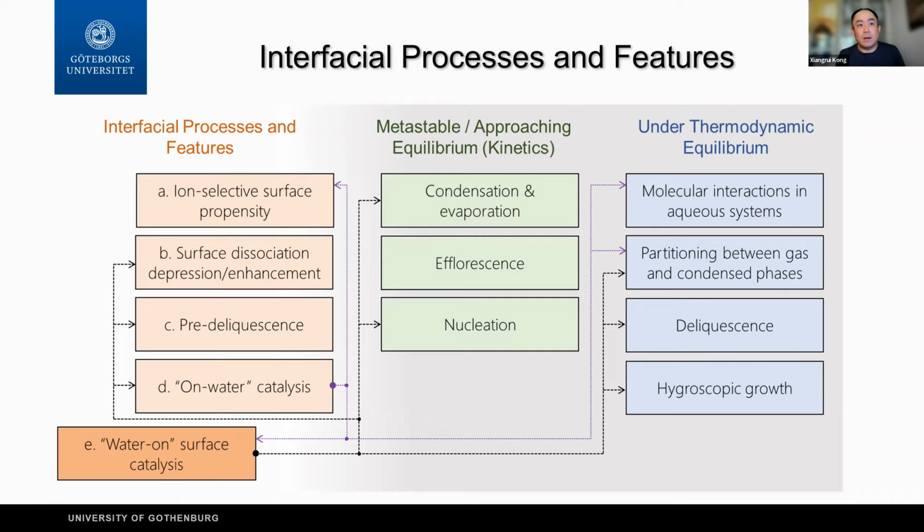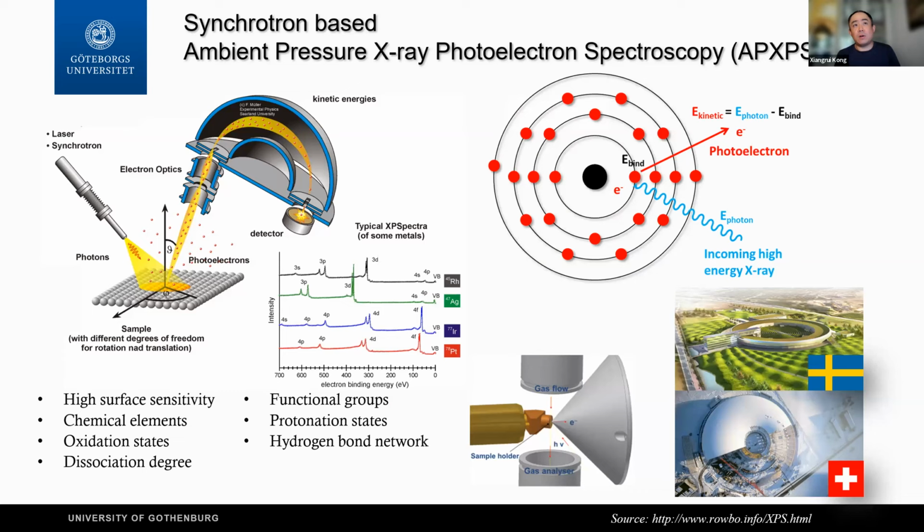So it's not easy to probe the interfacial process and the surface information. So we need some very advanced techniques to do that. And here, this is the technique I'm going to show you today. It's a synchrotron-based ambient pressure X-ray photoelectron spectroscopy, APXPS in short.